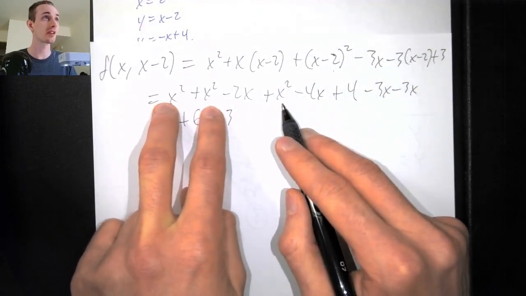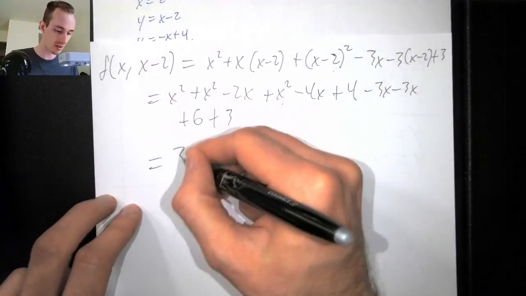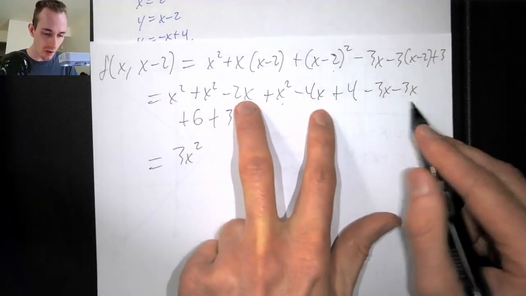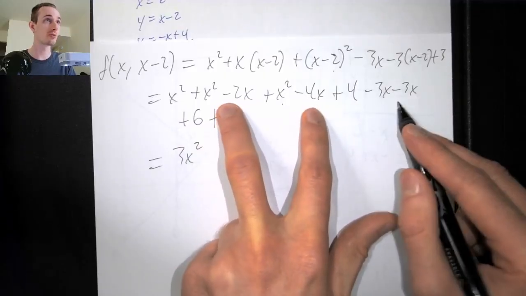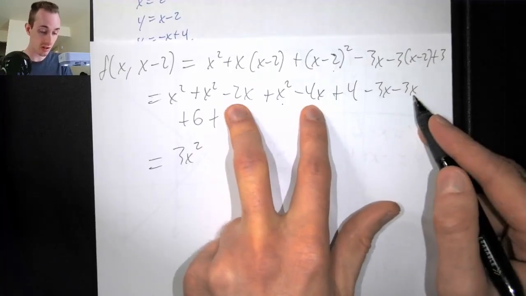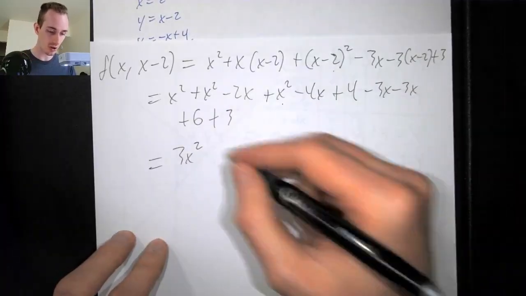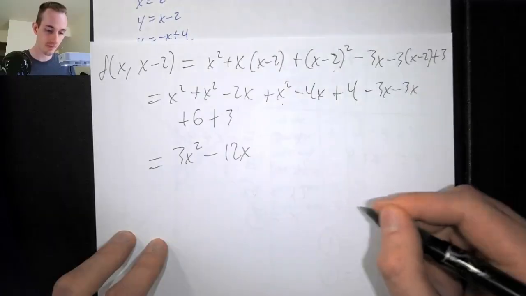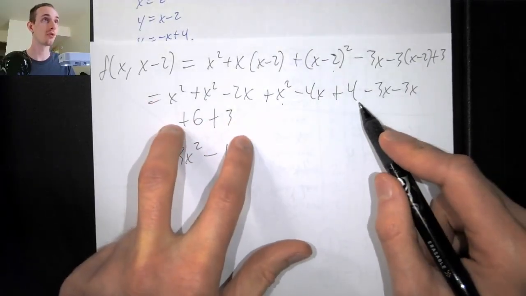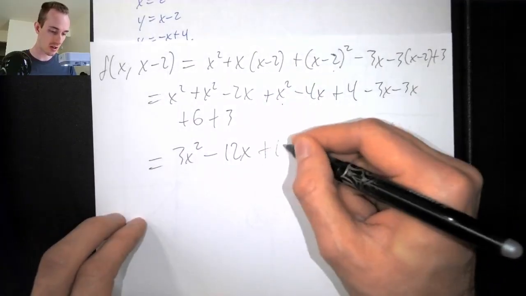So x squared plus x squared plus x squared makes 3 of them, 3x squared. Then we have linear terms. We've got 4 of them. They're actually all negative, so I can pretend like this is an addition problem. 2 plus 4 is 6. 3 plus 3 is also 6. 6 plus 6 makes 12, and that's all negative, so negative 12x. That covers most of the terms. I just have these 3 constant terms. 4 plus 6 is 10, plus 3 is 13.